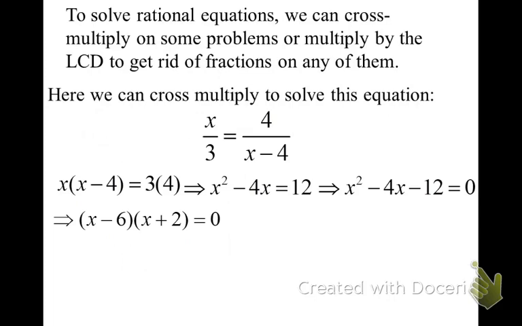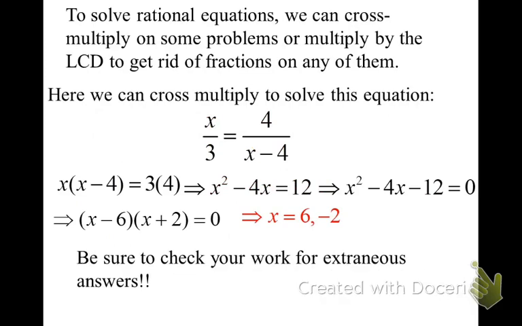But if we factor this, we're going to get x minus 6 times x plus 2 equals 0. And then applying the zero product rule, our solutions are going to be positive 6 and negative 2. And since neither one of our solutions was actually a 4, both of those solutions are okay. So that's the last step, is to check for those extraneous solutions.